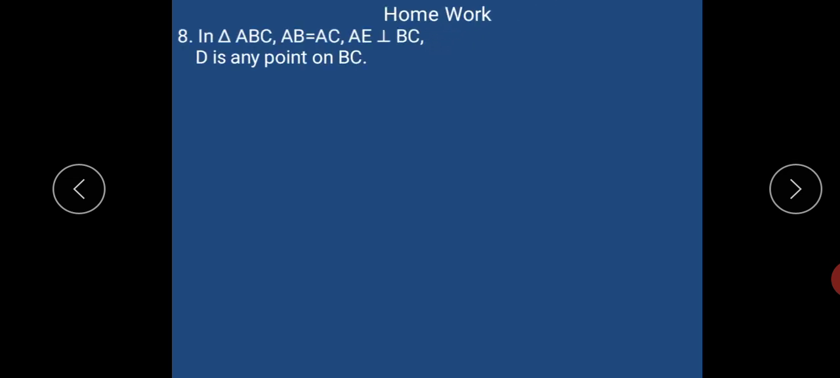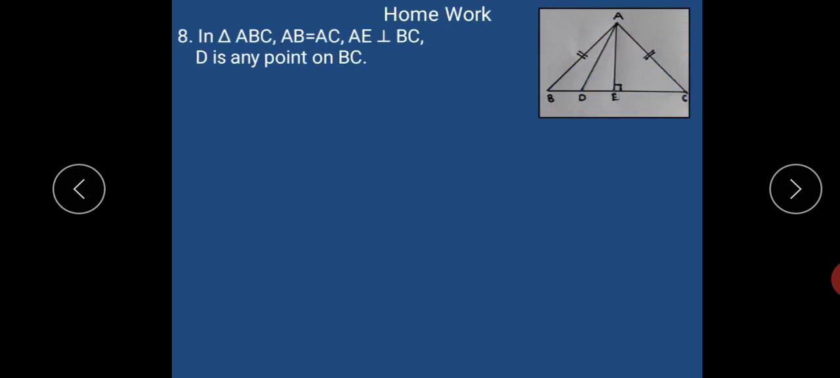Yes, here is the homework. We'll see the figure also. In triangle ABC, AB is equal to AC. AE is perpendicular to BC and D is any point on BC.